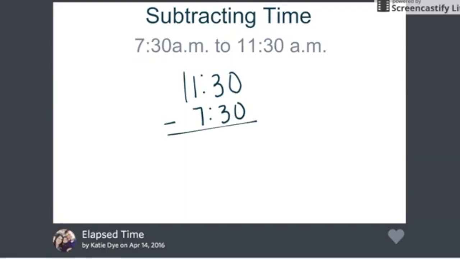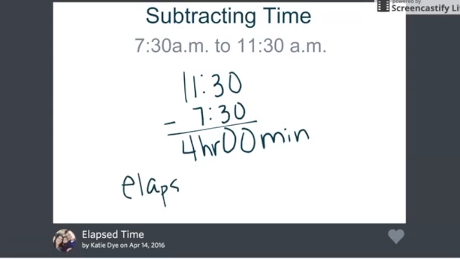We'll say 0 minus 0 is 0. 3 minus 3 is 0. That gives us our minutes. Now we'll say 11 minus 7, which is 4. That gives us our hours. This tells us that 4 hours and no minutes have passed. So the amount of elapsed time is 4 hours.